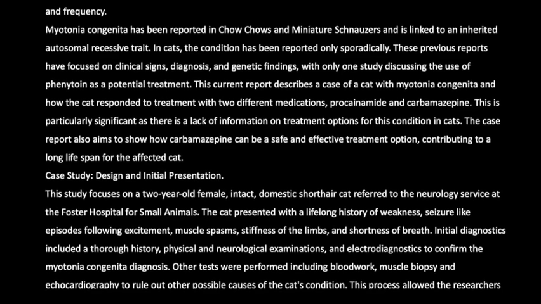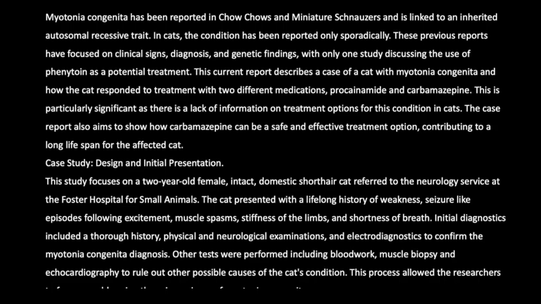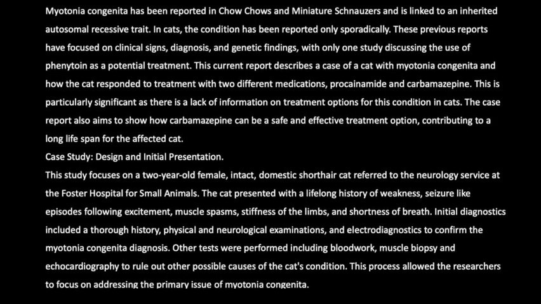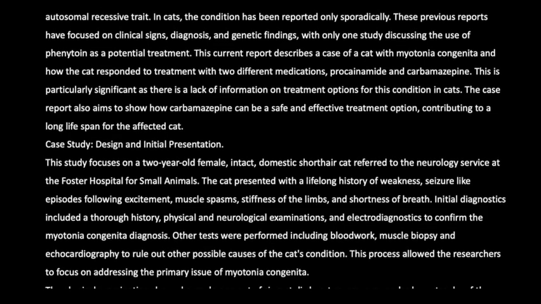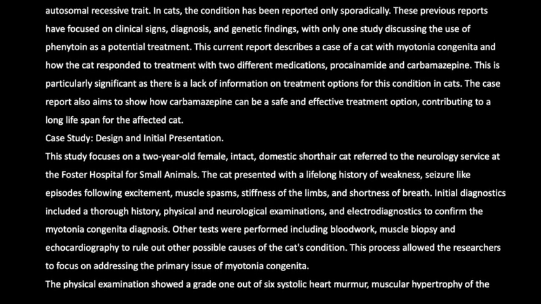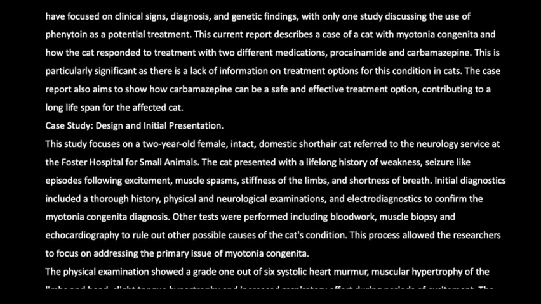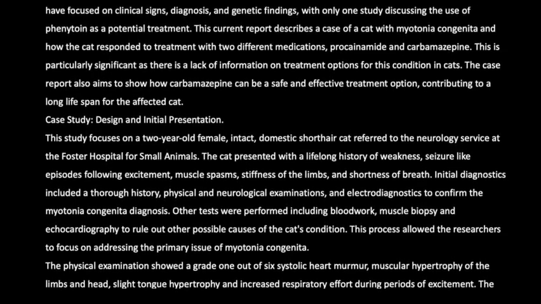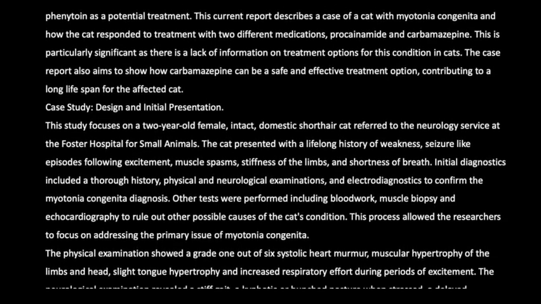This current report describes a case of a cat with myotonia congenita and how the cat responded to treatment with two different medications, procainamide and carbamazepine. This is particularly significant as there is a lack of information on treatment options for this condition in cats. The case report also aims to show how carbamazepine can be a safe and effective treatment option, contributing to a long lifespan for the affected cat.